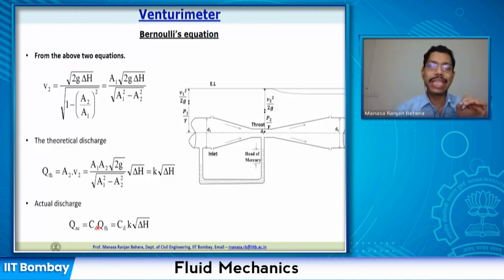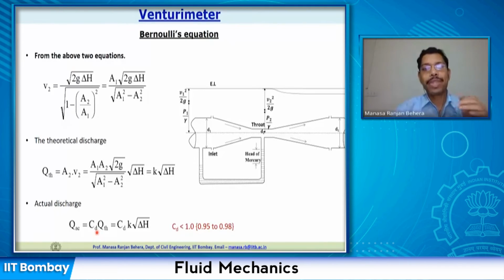So the value of CD has to be less than 1, or in an idealistic condition it can be equal to 1, but usually there will be losses for real fluid. Losses might be very small. Okay. So due to the losses, there will be some reduction in the discharge. So actual discharge is going to be less than the theoretical discharge. All right. So the CD value is going to be less than 1.